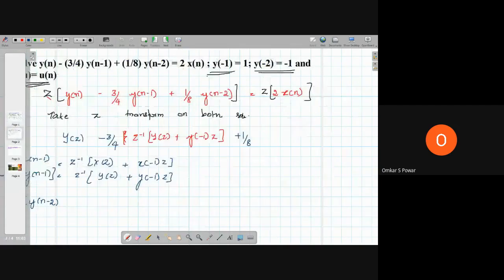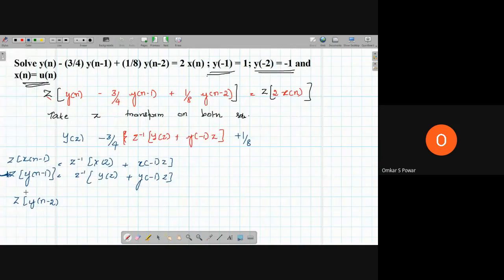I'll write the formula again so that you'll get a proper idea. The z transform of x(n minus 2) is equal to z to the power of minus 2 into X(z) plus x(minus 1) into z plus, this should be small here, sorry, x(minus 2) into z square. So this is for x. Instead they have asked for y, right? So we have to write it for y.